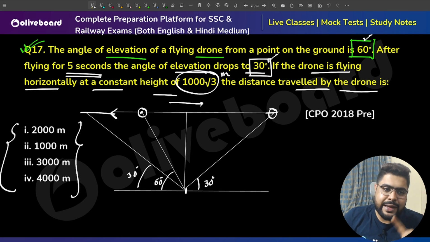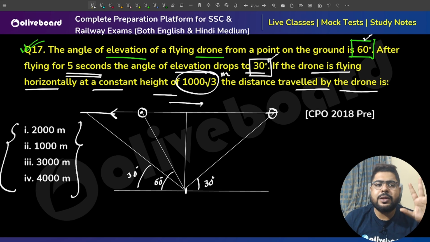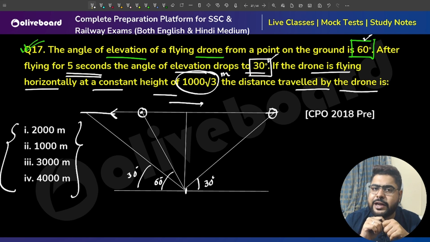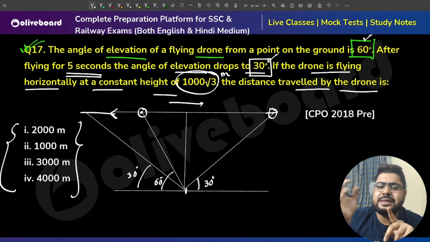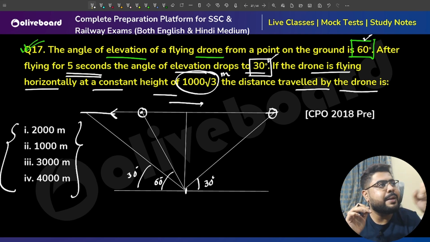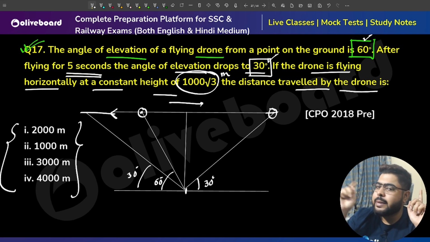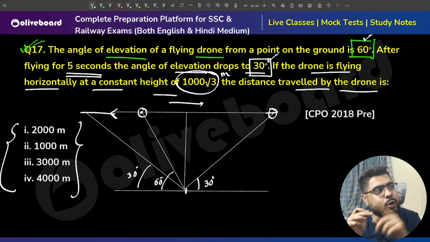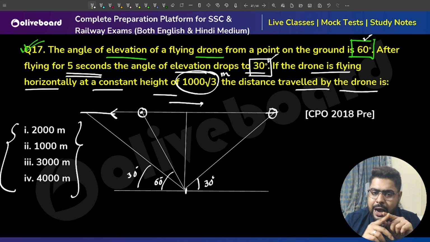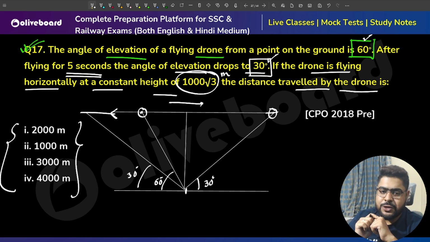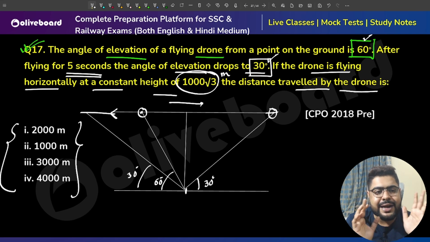So in which direction? Looking at these two angles, the 60 degree angle of elevation and the 30 degree angle of elevation, whether both of them are in the same direction or in opposite directions, meaning one time I'm looking at this side and another time at that side, or both times in this direction or both times in that direction. That should be mentioned, and it will always be mentioned.